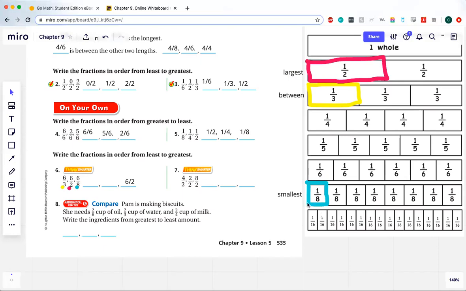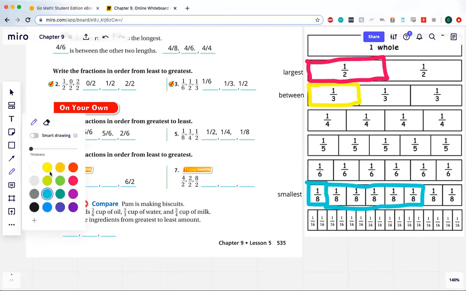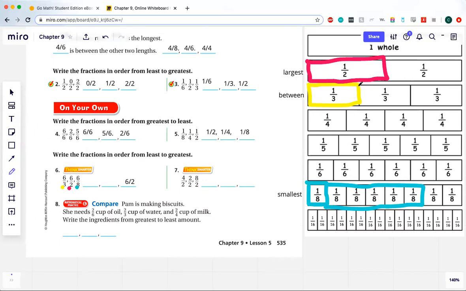Okay, so now let's look at our smallest and our between. Our smallest is 1/8. If we have 6 pieces, I can actually draw this out completely. So I already have 1, 2, 3, 4, 5, 6. Okay, there's my 6/8. Now think about it, if we have 6 of our thirds, that's going to be 1, 2, 3 here. So it's going to be 2 of these.